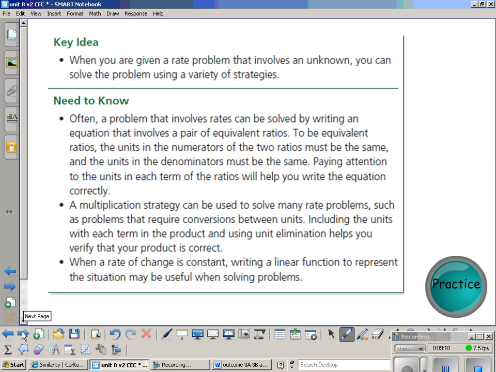So when you are given a rate problem that involves an unknown, you can solve the problem using a variety of strategies. So I just showed you one strategy for each one, but there are other strategies that you can use. Often a problem that involves a rate can be solved by writing an equation that involves a pair of equivalent ratios. So we were using proportions for a lot of these. To be equivalent ratios, the units in the numerators of the two ratios must be the same, and the units in the denominators must be the same.